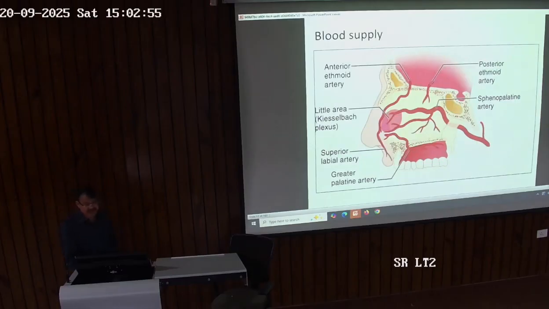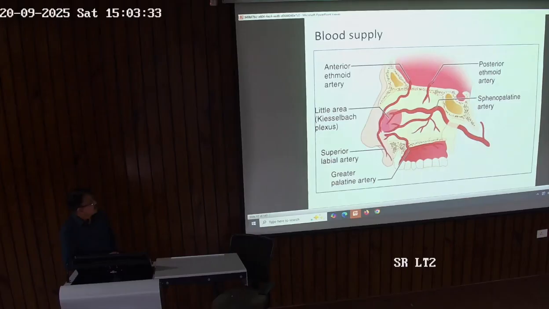Blood supply of septum. This is most important, and in viva and theory exams it is frequently asked. Blood supply of nasal septum is anterior ethmoidal artery, posterior ethmoidal artery, sphenopalatine artery, and branches of sphenopalatine artery. This is the greater palatine artery and superior labial artery.